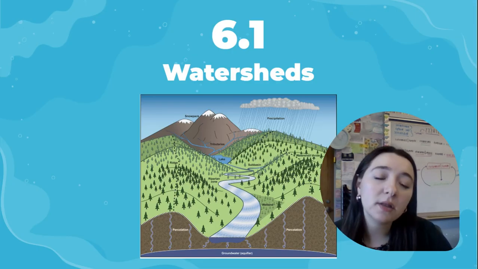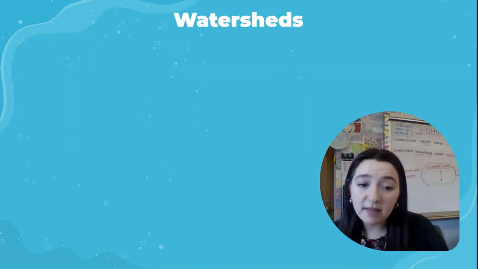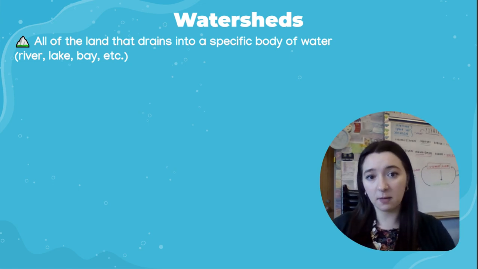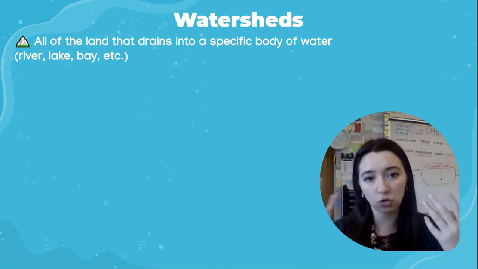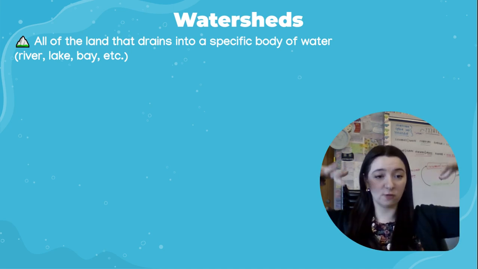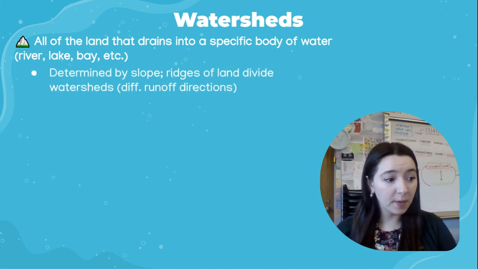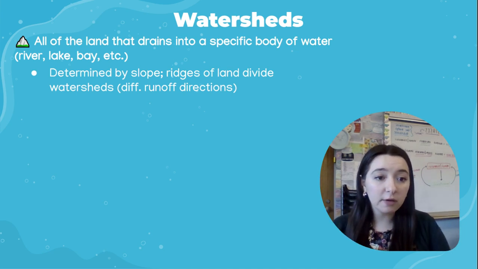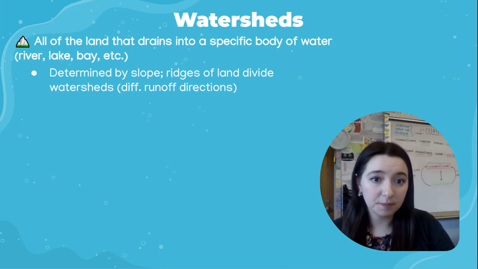All right, so let's get started. Topic 6.1 is all about watersheds. What is a watershed? A watershed is all of the land that drains into a specific body of water. A body of water can be anything, a river, a lake, a bay, a stream, as long as it's a significant body of water where other sources of water drain into it. It's determined by slope, which is the steepness of the surrounding land. So the geography of the land determines the boundaries of a watershed.